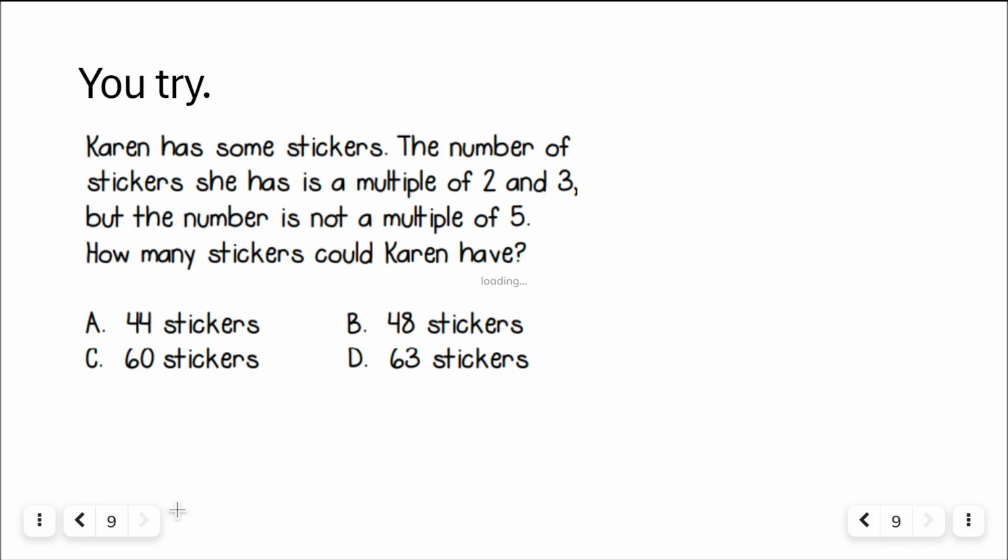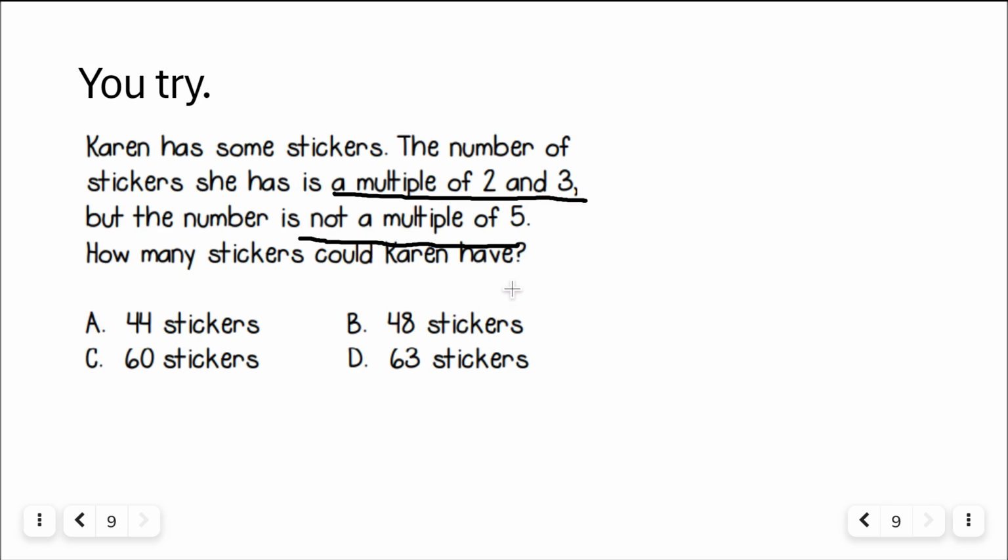All right? Okay, so last one. It's a multiple choice. Of course, if you take the AccuPlacer or college placement exam, everything will be multiple choice. So we're going to start looking at this. We'll also do strategies as well. Karen has some stickers. The number of stickers she has is a multiple of 2 and 3, but the number is not a multiple of 5. How many stickers could she have?